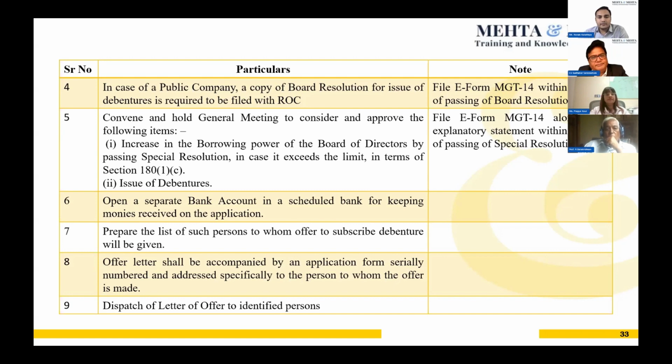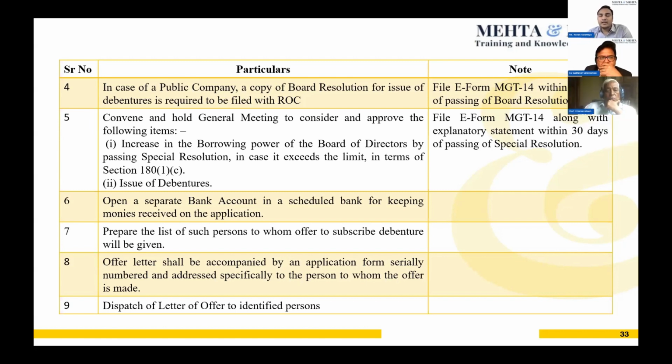Subsequent to that, this will be the internal procedure. As ma'am mentioned, it might be delegated to the committees also. So, to open a separate bank account in a scheduled bank for deposit of the debenture application money. Secondly, prepare the list of such persons to whom the offers are to be circulated, ensure that the offer letter is accompanied by the application form, serially numbered and addressed specifically to the person to whom the offer is being made, and ensure the dispatch of the offer letter to the identified persons. So this will be the internal procedure to be started immediately after convening the general meeting.